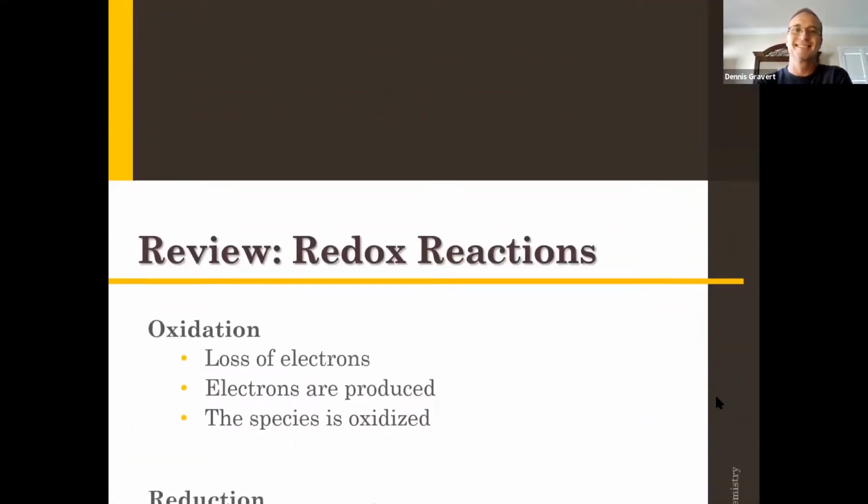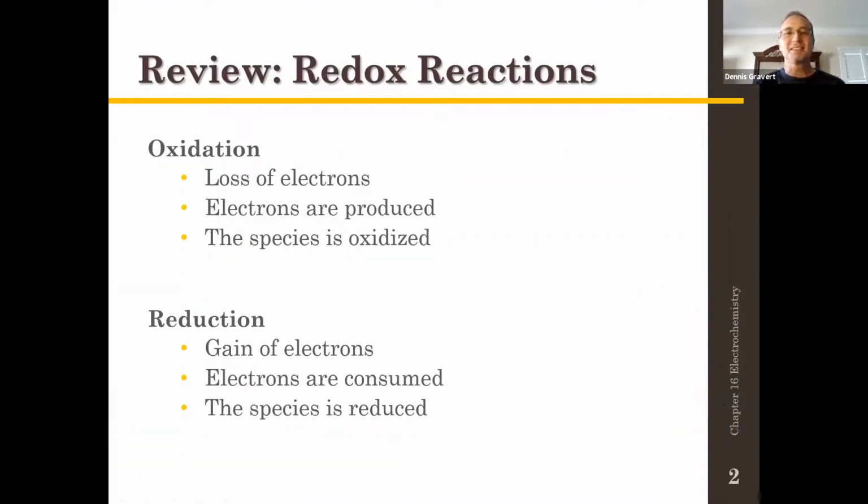Electrochemistry. Okay, electrochemistry deals with electrons. Yeah, fancy that. And there's a particular type of reaction that deals with electrons, and that is the redox reaction. So redox stands for reduction oxidation reactions. So remember, redox is a combination of oxidation and reduction.